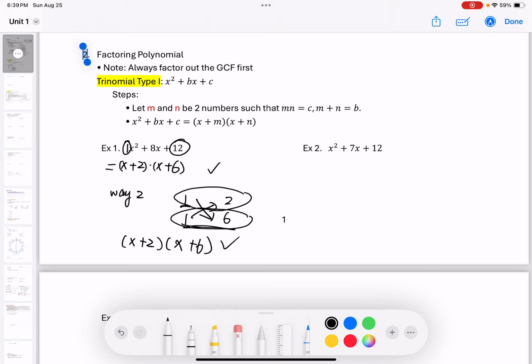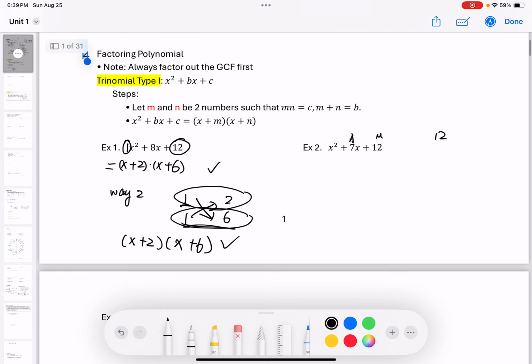If I'm using the AM method, we can put A on top of 7, M on top of 12. So 12 has two factors, actually more factors. Let's find two factors: multiplication makes 12, addition makes 7. So what are they? 3 and 4. Multiplication 12, addition 7. So fill out the blanks: x plus 3, then x plus 4. So we factored this polynomial.